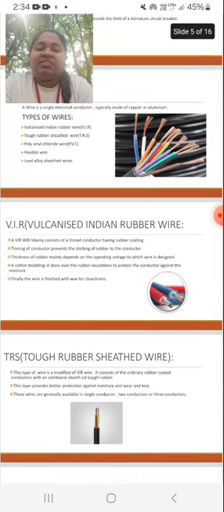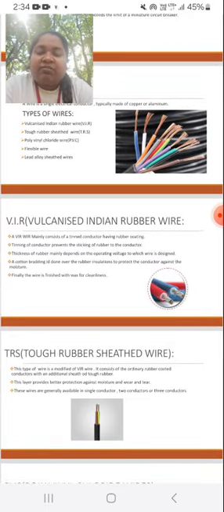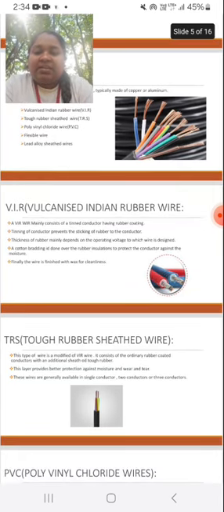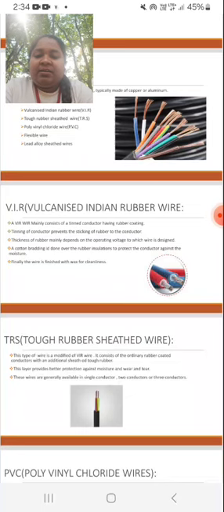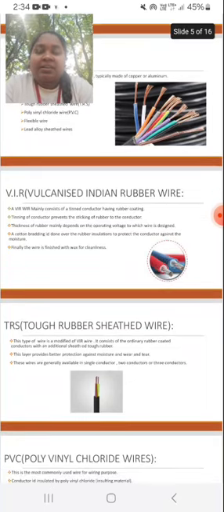Next one, TRS. TRS stands for tough rubber sheathed wire. This type of wire is a modified version of VIR wire. It consists of an ordinary rubber coated conductor with an additional sheath of tough rubber on top. This layer provides better protection against moisture and wear and tear. These wires are generally available in single conductor, 2 conductor and 3 conductor.